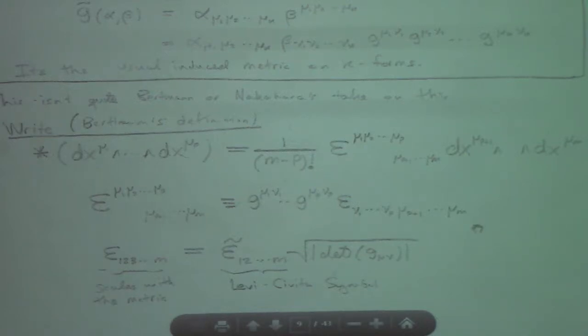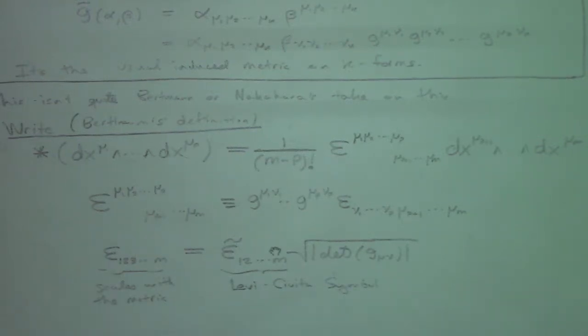I don't know. It's been a while since I've gone through these things, but they play games with this epsilon symbol. It's not just a combinatorial thing in certain contexts. It actually includes in it the square root of the determinant of the metric, rather. So anyway.